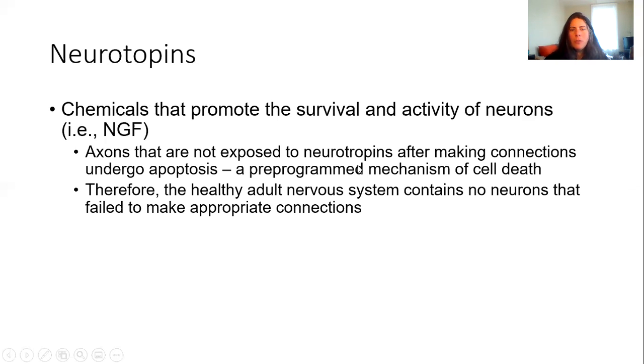Right, so cells need to be exposed to neurotrophins after making connections, or they undergo apoptosis, which is a pre-programmed mechanism of cell death. So a healthy adult nervous system contains no neurons that fail to make appropriate connections. Again, that myth that we only use 10% of our brains is just that, a myth. All of the cells that are still alive are cells that have functioning networks. Nerve growth factor is a neurotrophin.